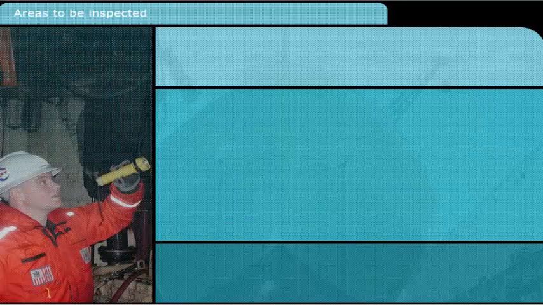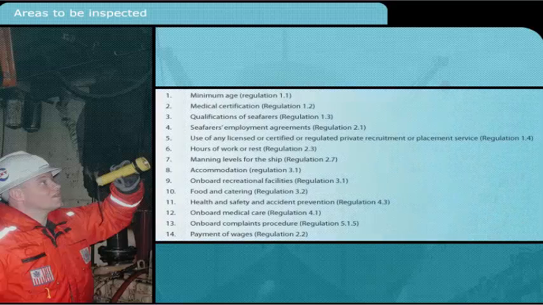The 14 areas identified for inspection are also the same mandatory areas of compliance required for certification. It must be remembered that, in addition to these 14 areas identified for inspection and certification, vessels must also comply with all of the other requirements of the Convention.